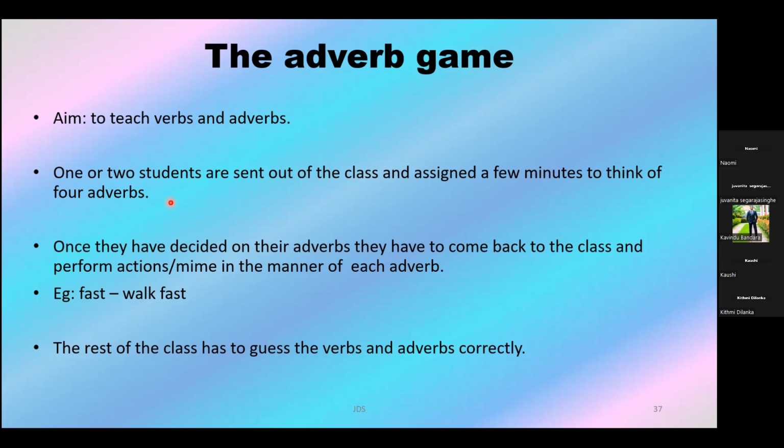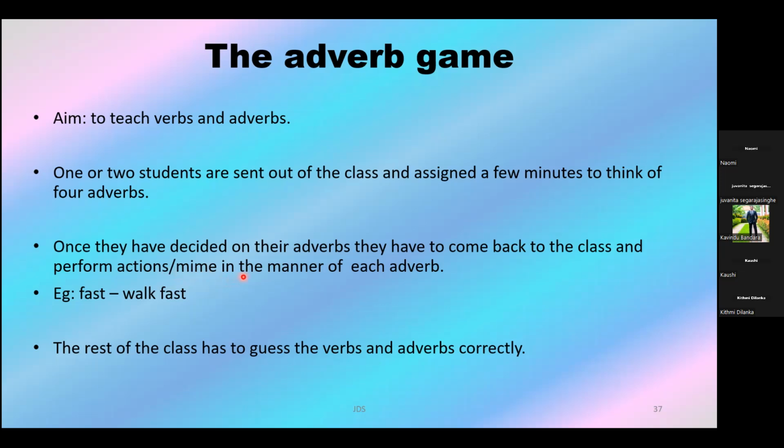So beforehand, when we are sending them out, make sure that they know what an adverb is. Otherwise, they might think of an adjective and come. Or they might think of something else and come. So give them a brief introduction about adverbs and then ask them to think of four adverbs and come back to the class. Once they have decided on their adverbs, they have to come back to the class and perform actions or mime.